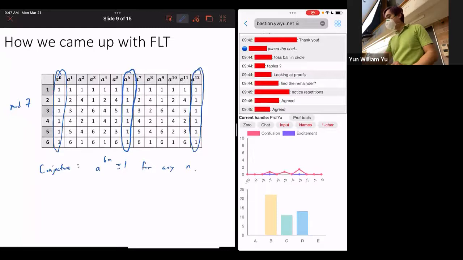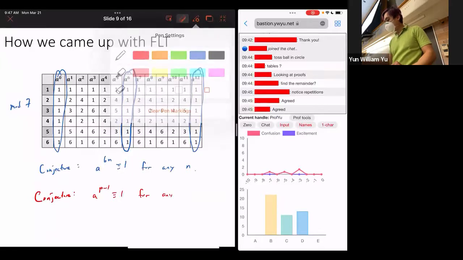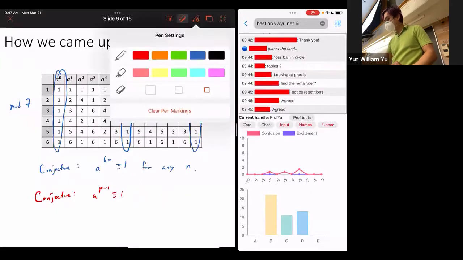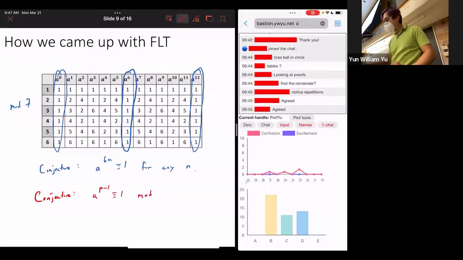And a higher level conjecture, so another conjecture is that a to the p minus 1 is congruent to 1 mod p for any prime p. So you have these different levels of conjectures.